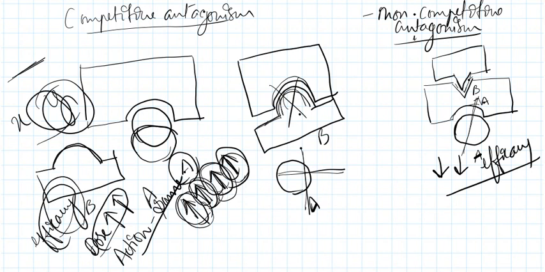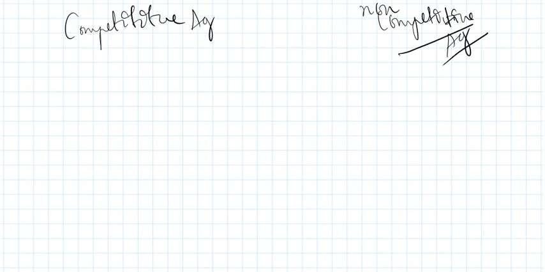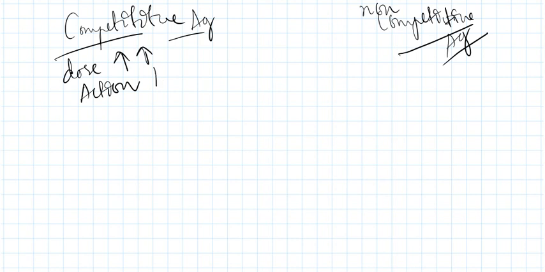Now we will draw the graphs regarding competitive antagonism and non-competitive antagonism. Guys, listen to this very important topic. Don't neglect this topic. Even in, I think, last 2021 INICET also you got a question on this. So please listen to this. So here the dose gets increased but the action that it produces remains the same.